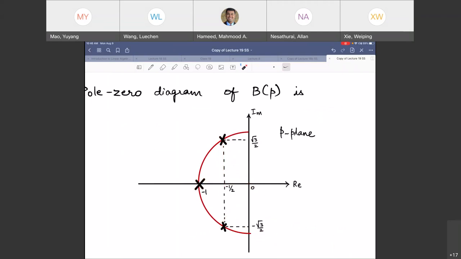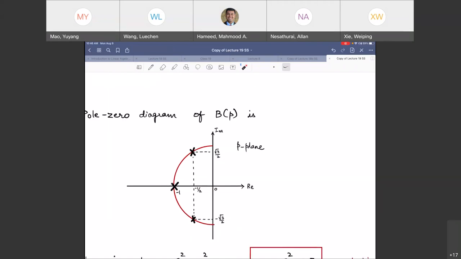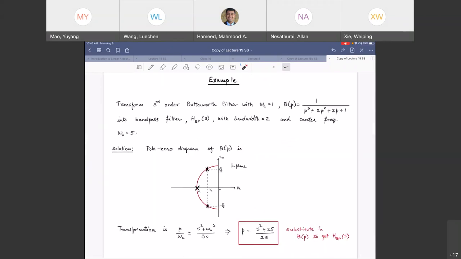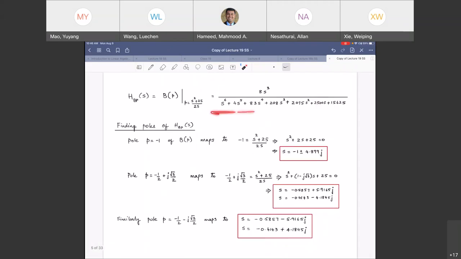This is for the low pass filter. Each pole here will shoot off and become 2, right? So this is going to give me 2 poles, this is going to be 2 poles, this is going to be 2 poles. At the end, when I design the corresponding band pass filter after the transformation, instead of getting 3, I will get 6 poles. Let's just find out where those poles are going to be. All I need to do is take this transformation and substitute it in my B of P. What do I get? I get that.